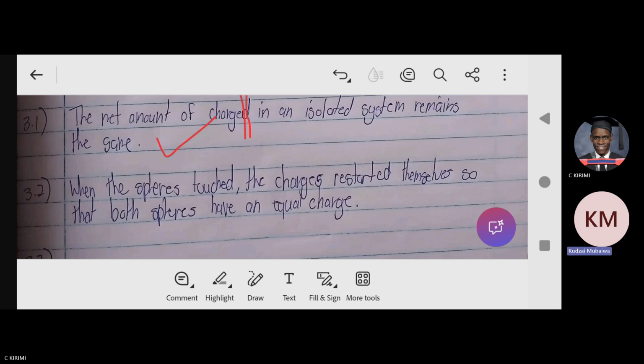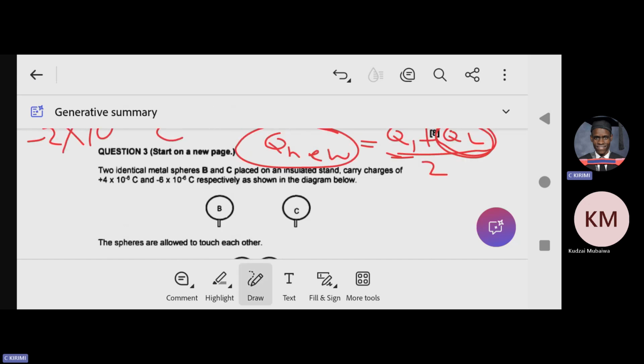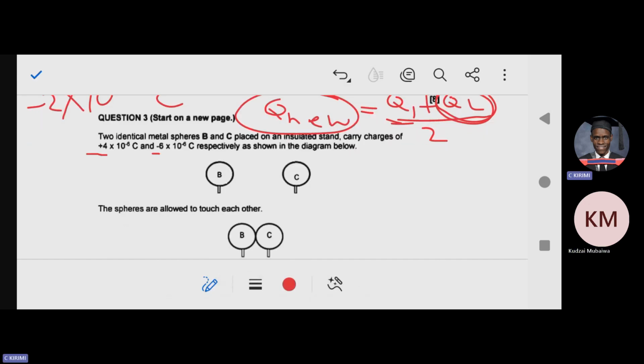What is it that you wanted to say? Oh, I wanted to say they share their charges. When spheres touched, it implies that when they are in contact, there is transfer of electrons, isn't it? Yes, sir. When they come into contact as a result of positive and negative charge. Like in this case, we are having a positive and what? Negative charge.